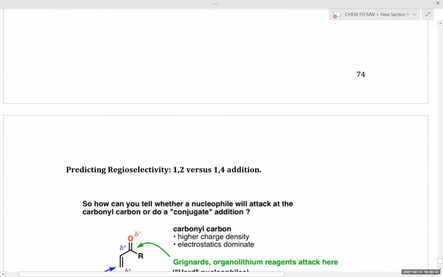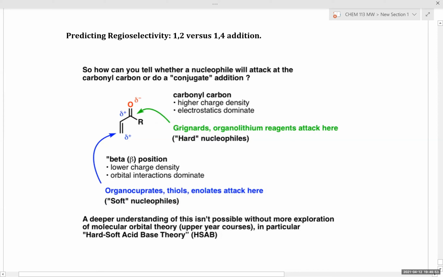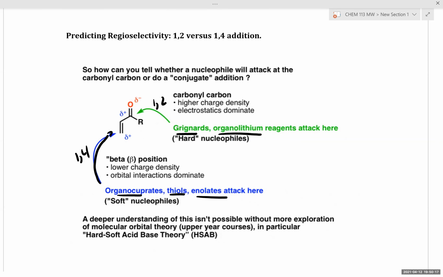Okay, let's keep going now. In terms of predicting regioselectivity for 1,2 versus 1,4 addition, hard nucleophiles such as Grignards or organolithium reagents prefer to add 1,2. Soft nucleophiles such as organocuprates, thiols, and enolates prefer to add 1,4. If you'd like more reading that's typically addressed in higher level organic classes, you may want to look over hard-soft acid-base theory that's typically covered in upper division organic courses. Generally, if it's not a Grignard or organolithium, it's going to prefer to add 1,4.